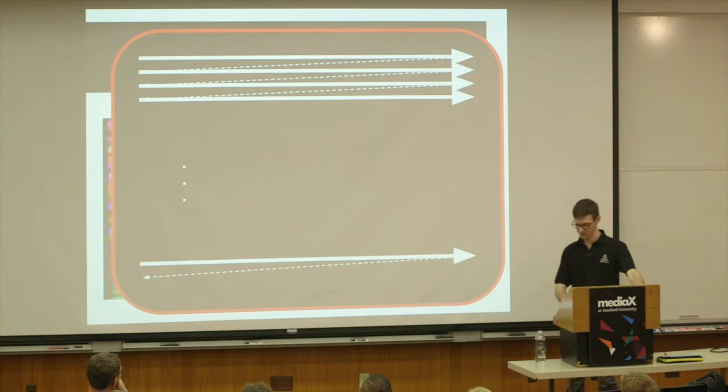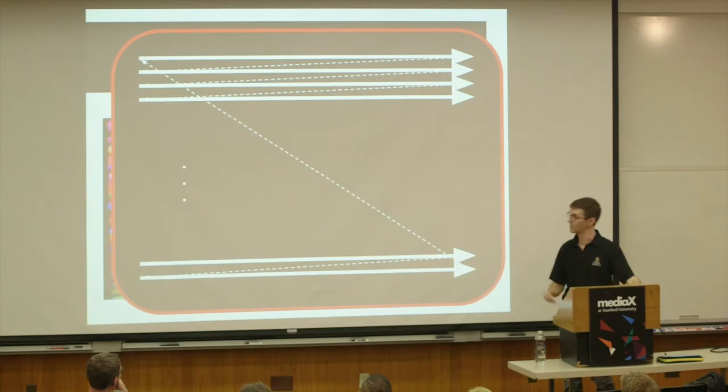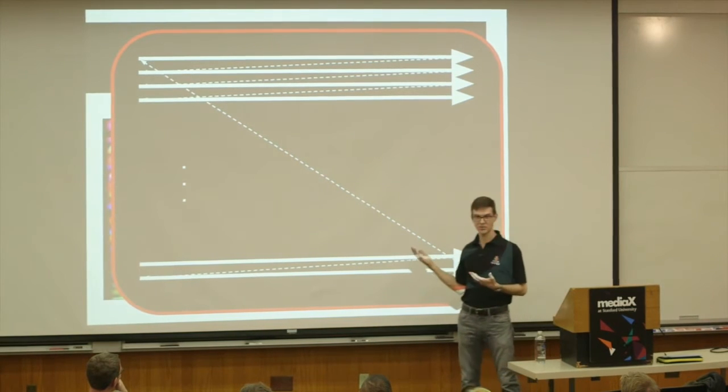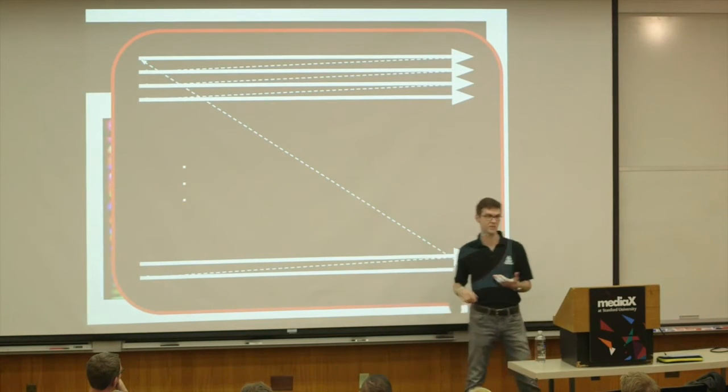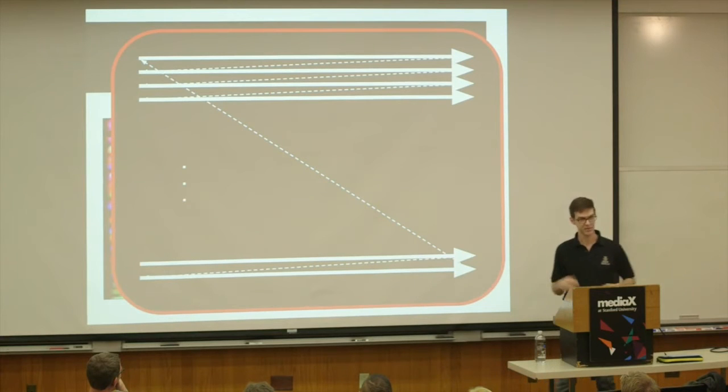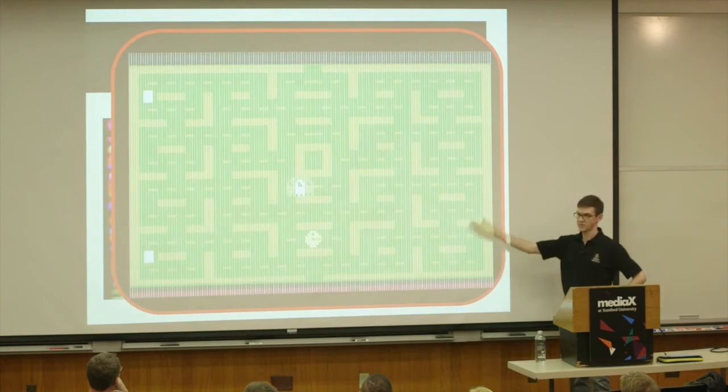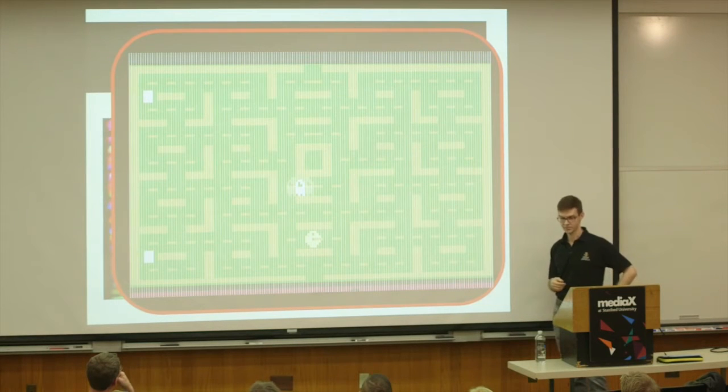Until it gets down to the bottom of the screen, and having run out of lines, it goes back up to the top. And as a side effect of doing so, 60 times a second, a fairly fast process, you see an image on the screen.